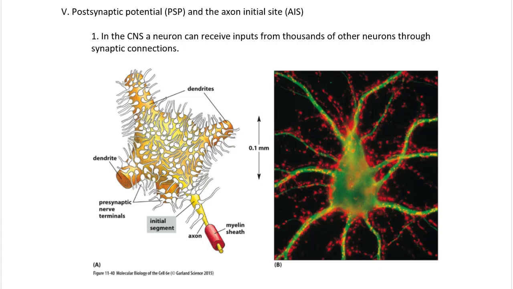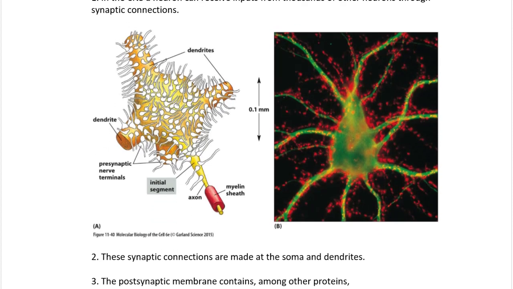In the CNS, a neuron can receive inputs from thousands of other neurons through synaptic connections. And we have a picture here of a neuron. In this picture right here, all the little red dots are synaptic connections being made to this neuron's soma and dendrites. As you can see, there are a lot of them. And in the cartoon picture, it is also depicting the same thing, and it's showing you the axon initial segment, which is right here. And you can see the start of the axon with the myelin sheaths right here.